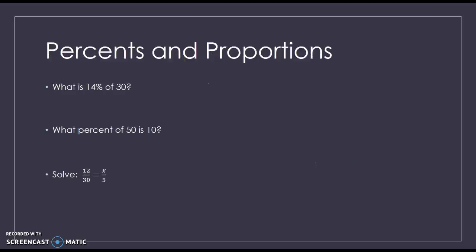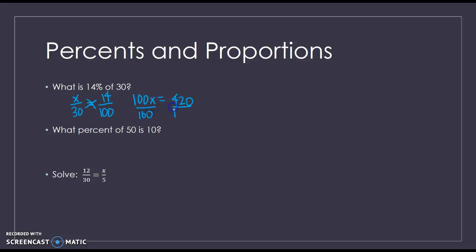We talked about percents and proportions. If I want to find the percent of a number, I've got to write a proportion. So 14% of 30. I'm going to say x over 30 has to equal 14 over 100. Remember, your percent always goes over 100. To solve a proportion, cross multiply. So we would have 100x equals 14 times 30, which is 420.